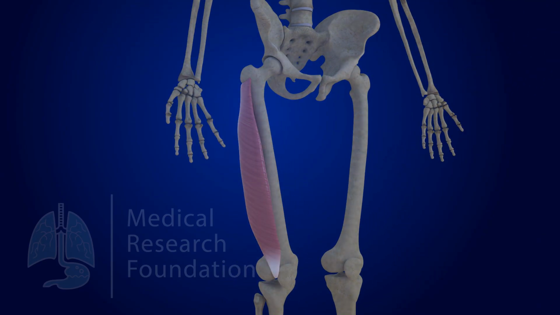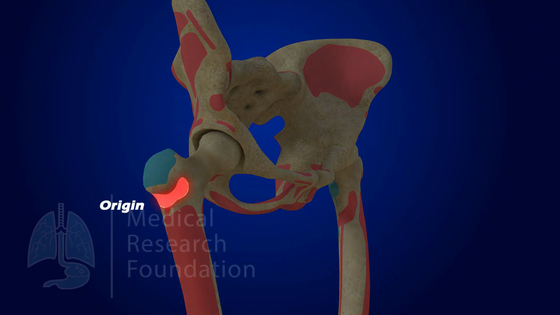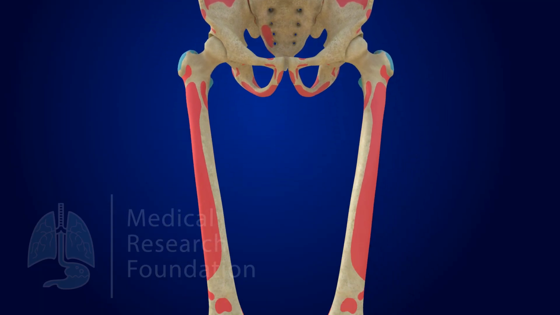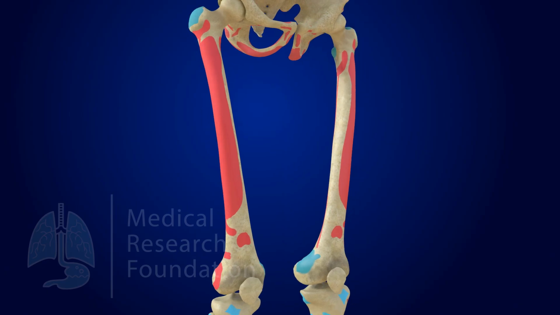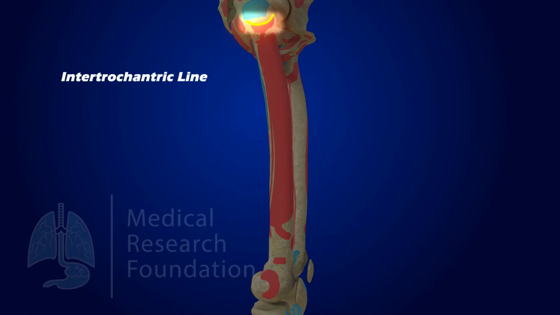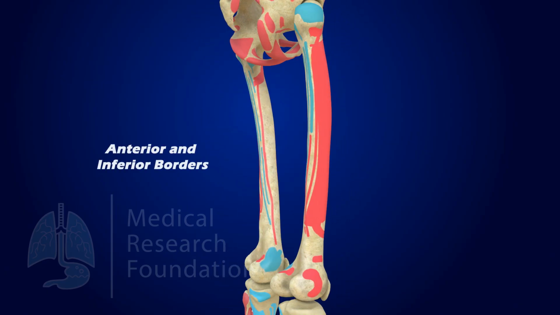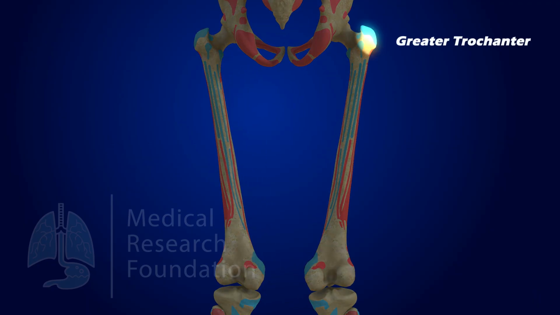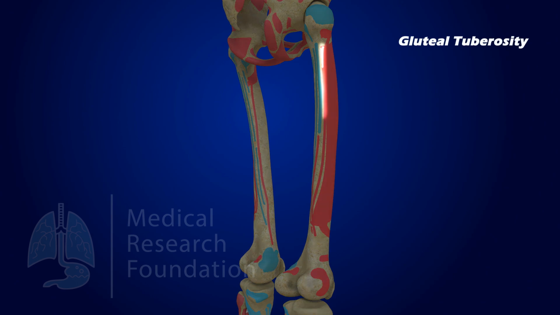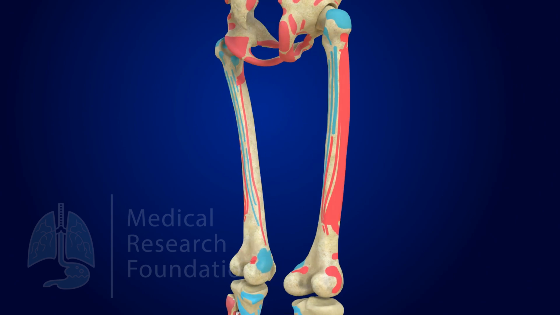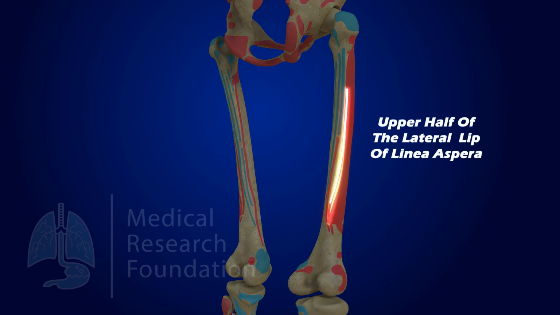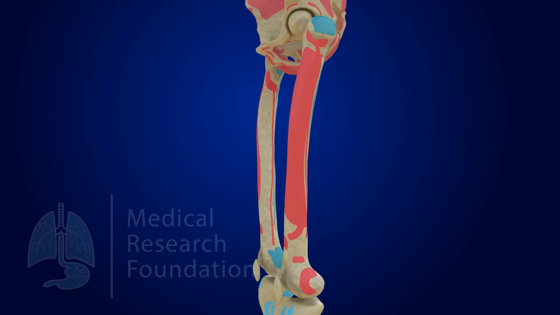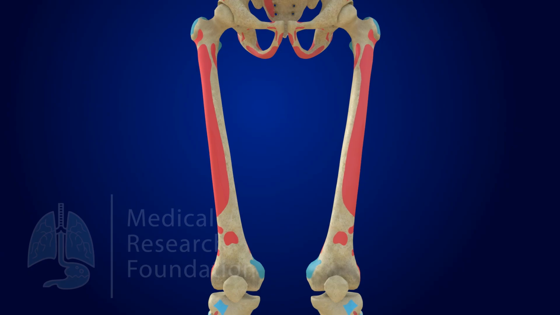Vastus lateralis. Origin. It takes a linear and aponeurotic origin from the upper part of the intertrochanteric line, anterior and inferior borders of the greater trochanter, lateral lip of gluteal tuberosity and upper half of the lateral lip of linea aspera. It also arises from the lateral intermuscular septum.